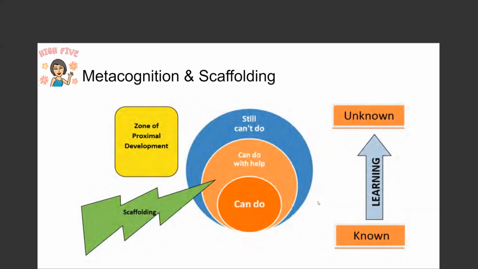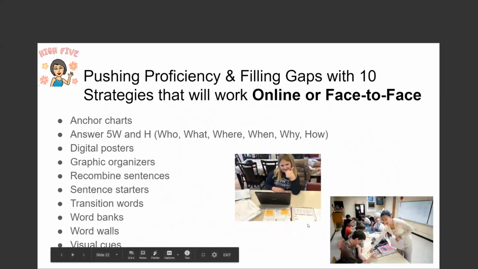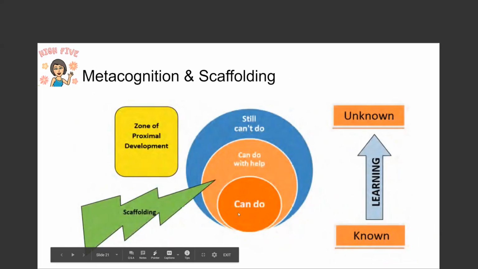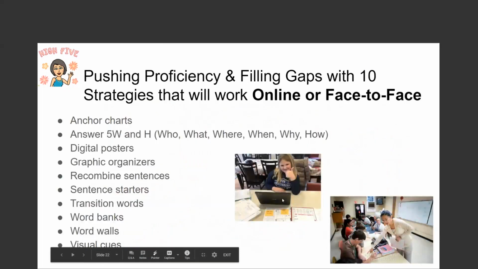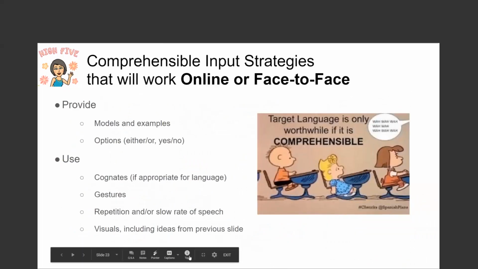And so we're going to talk today about some of those scaffolding pieces to help students move from the can-do to the can-do with help, and then move those can-do with help things into their can-do. And so some of those things might be anchor charts. They might be supports in the classroom or online that you could provide.